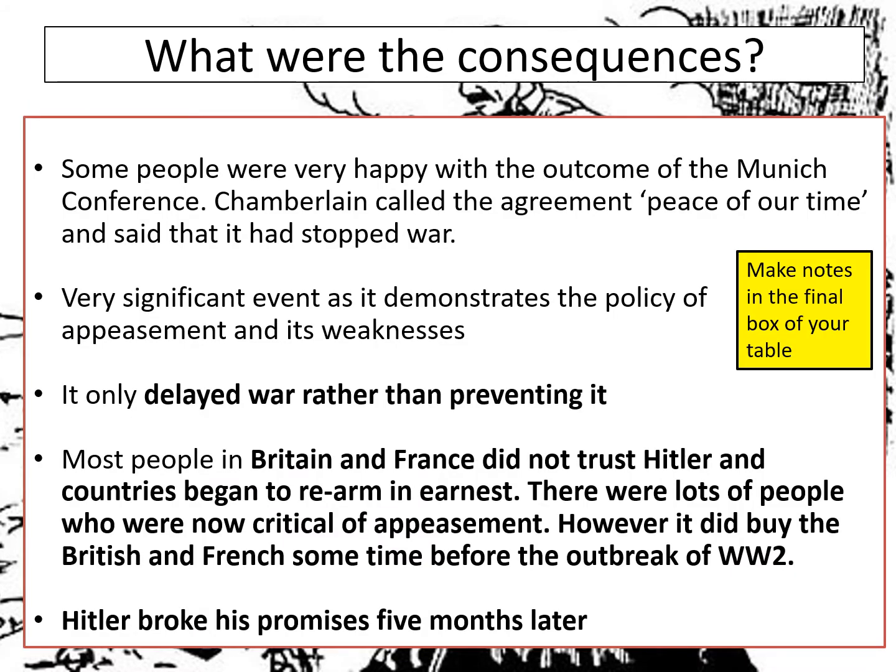The final part of your table is about the consequences, the outcomes. So some people were absolutely delighted. They were happy with what had happened at Munich. So sometimes this is called the Czech crisis, sometimes it's called the Munich crisis, sometimes you might be asked about the Munich conference. Essentially, it's all the same thing. The Munich agreement was what was agreed and where Hitler was given the Sudetenland. Chamberlain called this peace of our time. Peace in our time. He said that he had stopped war.